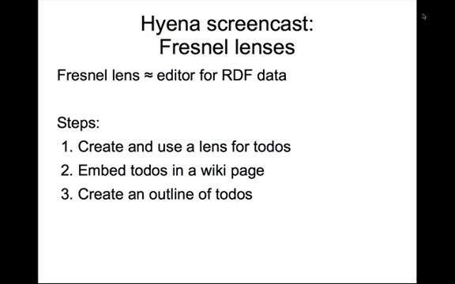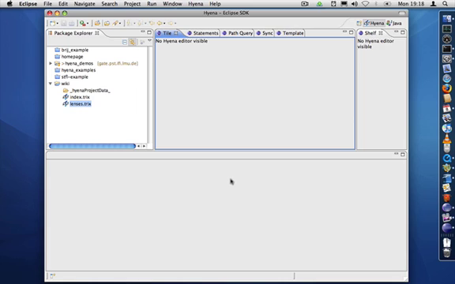A Fresnel lens is roughly an editor for RDF data. In this screencast, we will create and use a lens for to-dos. We will embed to-dos in a wiki page, and we will create an outline of to-dos. Step 1, create and use a lens for to-dos.